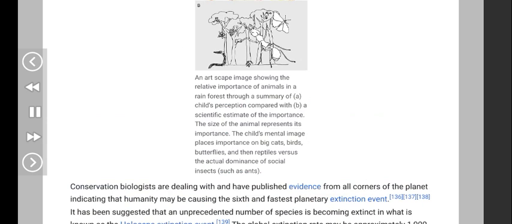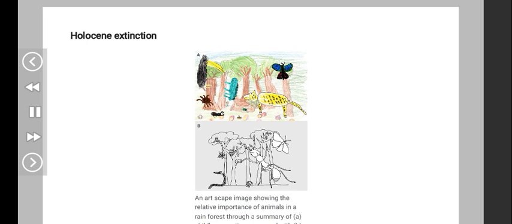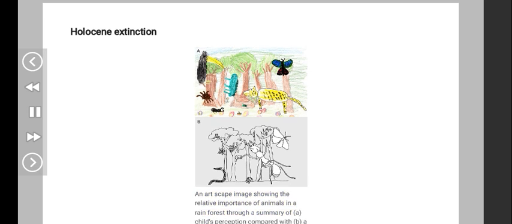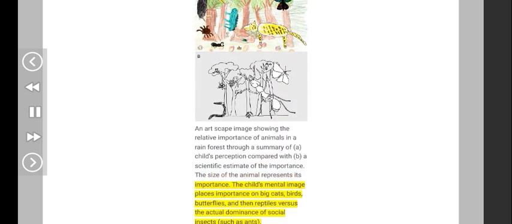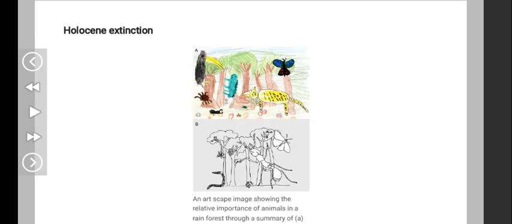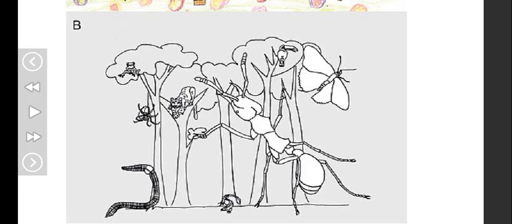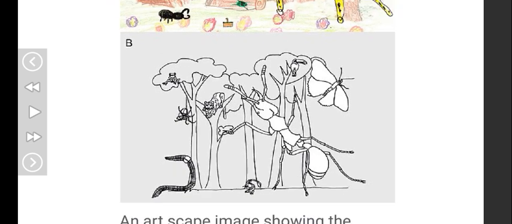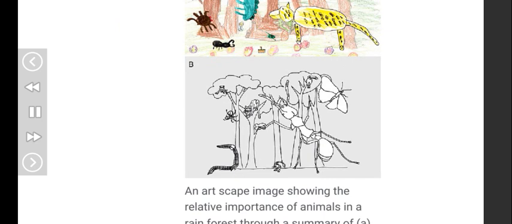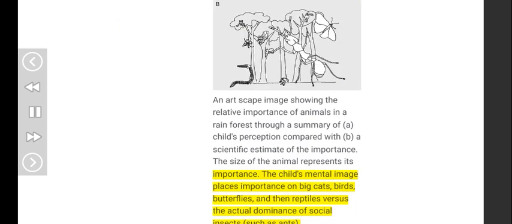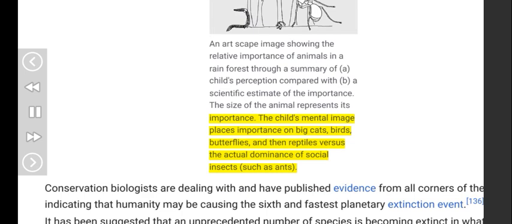Holocene extinction. An artscape image showing the relative importance of animals in a rainforest through a summary of a child's perception compared with a scientific estimate of the importance. The size of the animal represents its importance. The child's mental image places importance on big cats, birds, butterflies, and then reptiles versus the actual dominance of social insects such as ants.